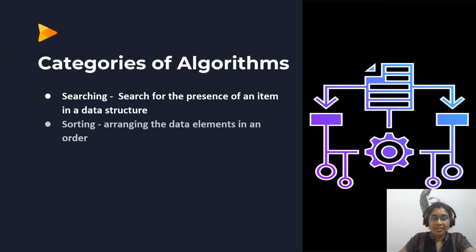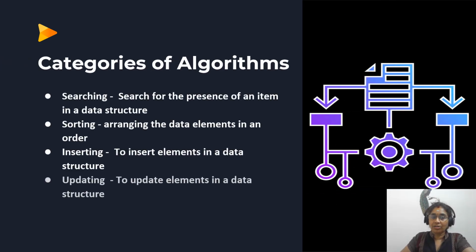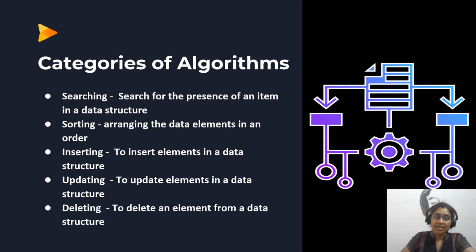So what are all the categories of algorithms? Generally, algorithms are devised for searching, sorting, inserting, and updating. Searching is for the presence of an item in a data structure. Sorting is used if the client wishes to arrange the data elements in an order. Inserting is used if we need to insert elements in a data structure. Updating is to update elements in the existing data structure.